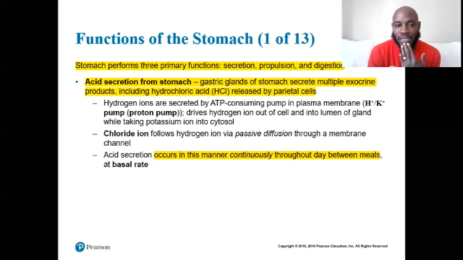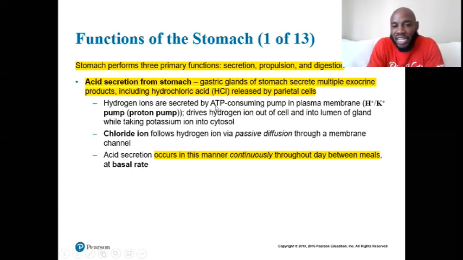More into digestion. All right, so acid secretion from the stomach. The gastric glands we just talked about secrete multiple products. We talked about the hydrochloric acid, which is going to be released by the parietal cells, which will then activate the pepsinogen. A little bit more about that here.